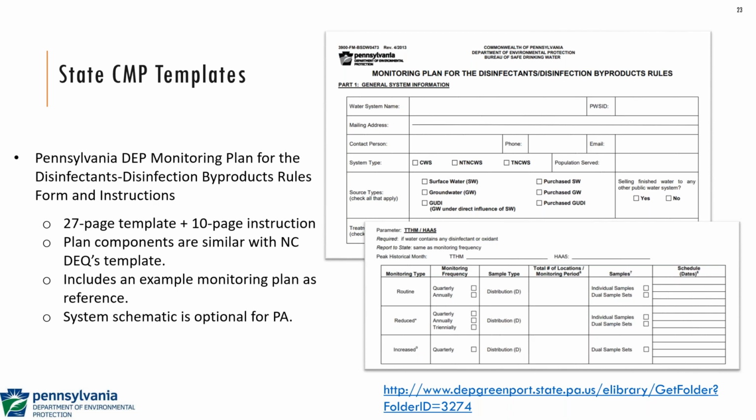And just to show you how some states can differ, for Pennsylvania, they actually don't require a schematic of the distribution system. It's optional. You can include it if you want. But again, it's advised that you should check with your state agency to see if they have their own template, or even ask them what exactly their compliance monitoring plan is required to have. So now that we have covered the monitoring plan, let's look at the actual monitoring requirements.